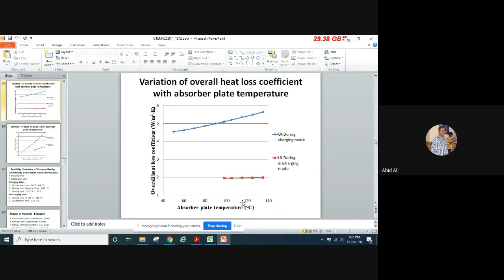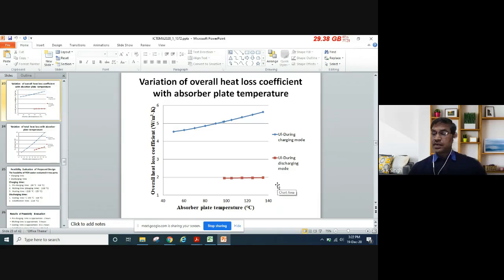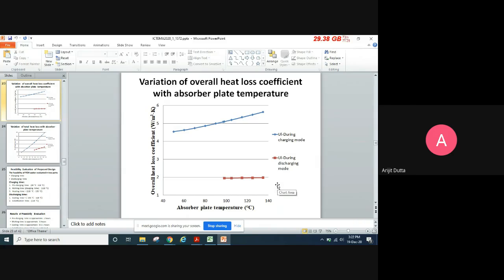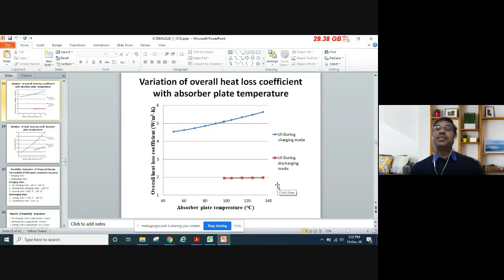As a function of absorber plate temperature, it is the overall heat loss coefficient during... Excuse me. You have just one more minute remaining. Okay. Just show your result and the analysis. Result analysis and conclusion. Yeah. Okay. Within 1 minute, you have to show everything.